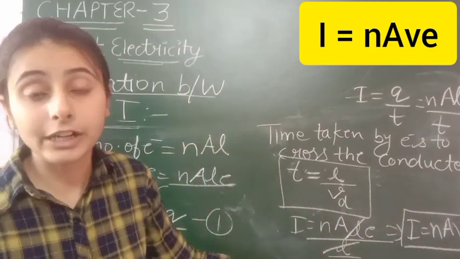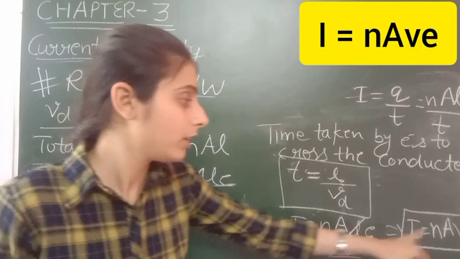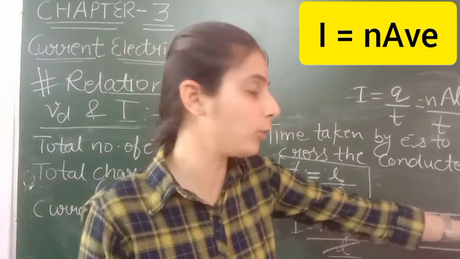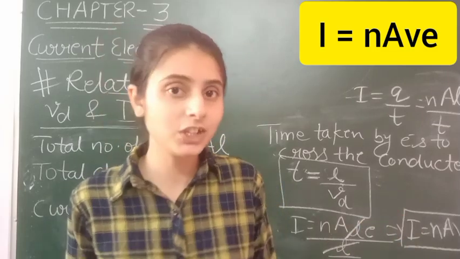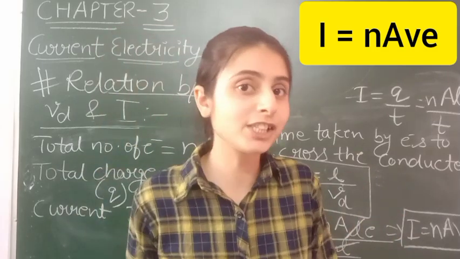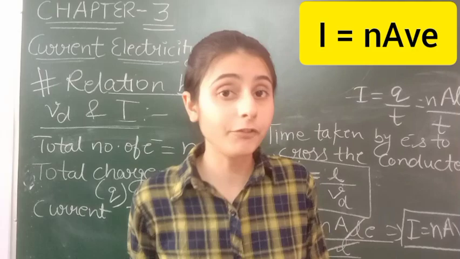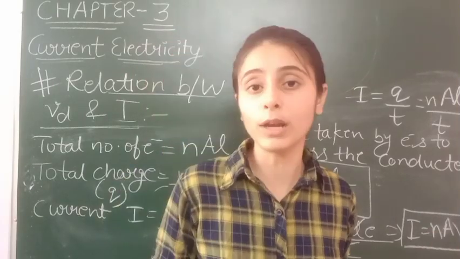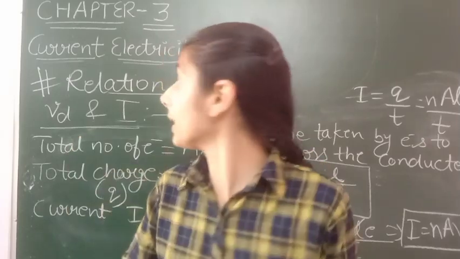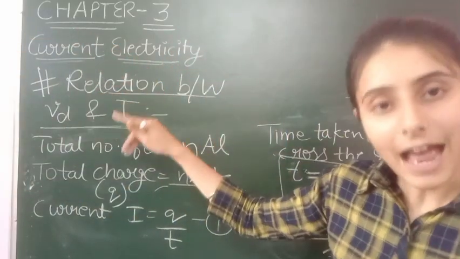So Vd here will shift into the numerator. So here the formula of I, that is current, will be equal to N, that is number density, A, that is the area of the conductor, Vd is the drift velocity, and e is the charge on the electrons. This formula gives the relationship between drift velocity and current.